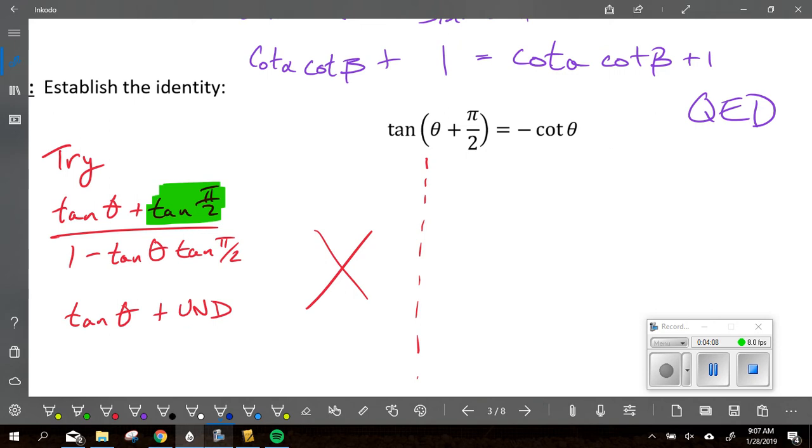What could we do instead of using tangent identities here? Grant, what do you think? Yeah, we can't use the tangent ones because it's going to get me undefined. What is tangent the same as?